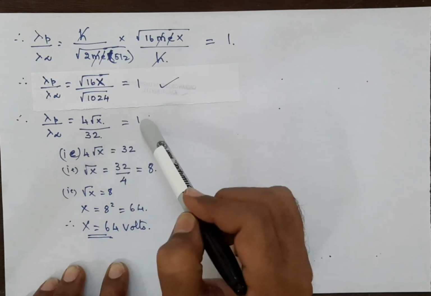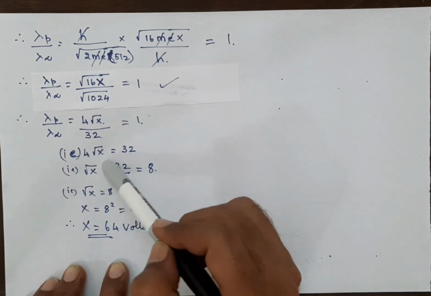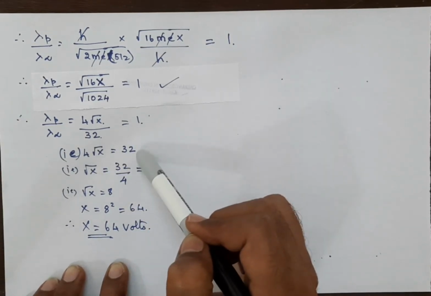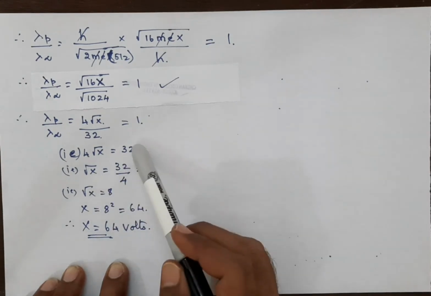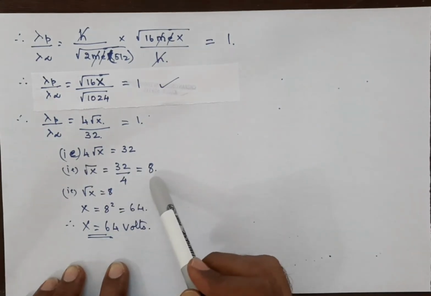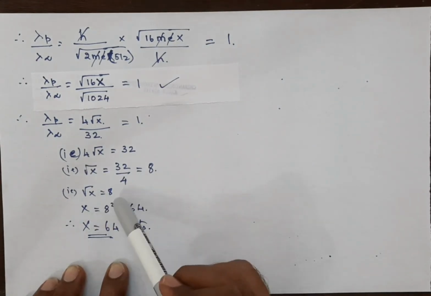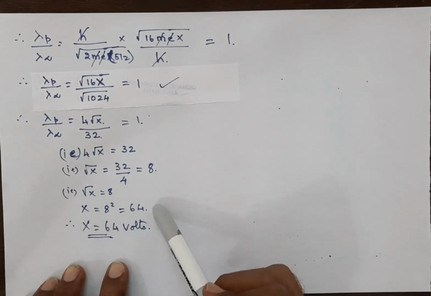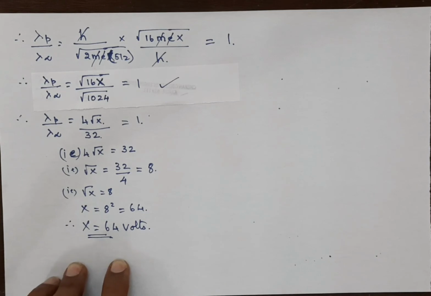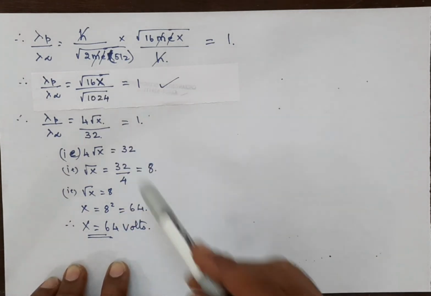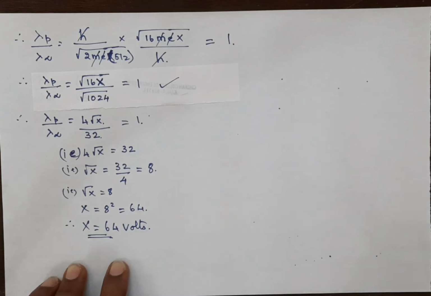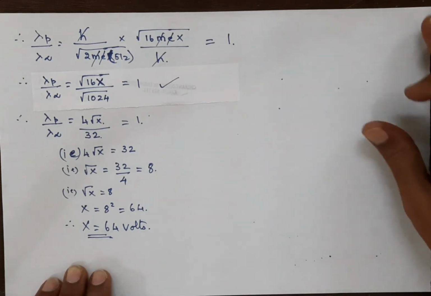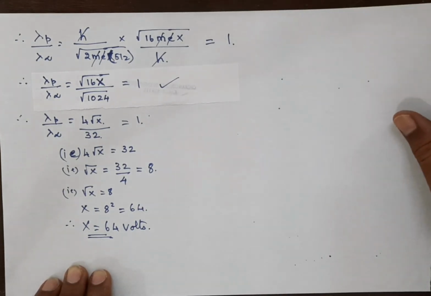Therefore we move this to the other side. So 4 into root x is equal to 32 into 1, that is 32. Therefore root x is equal to 32 divided by 4, that is 8. So root x is equal to 8, then x is equal to 8 square, that is 64. Therefore x is equal to 64 volts. Therefore the voltage that accelerates the alpha particle is 64 volts. So this is the value of x.